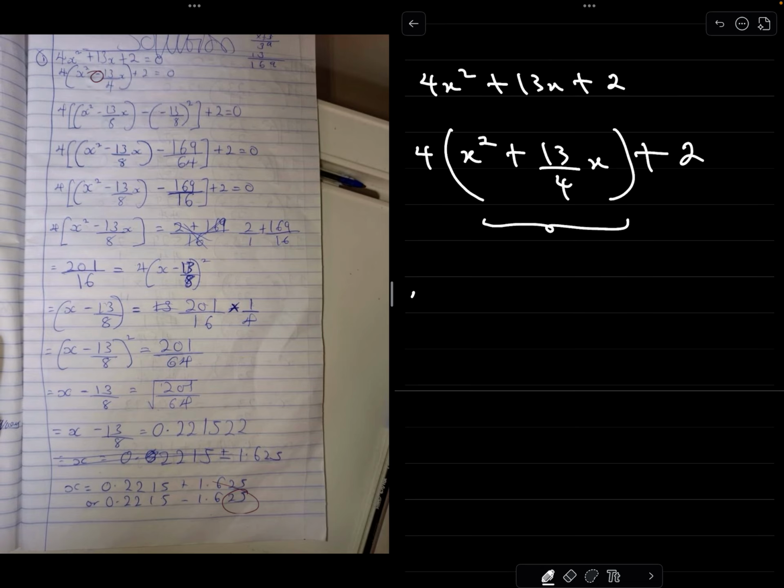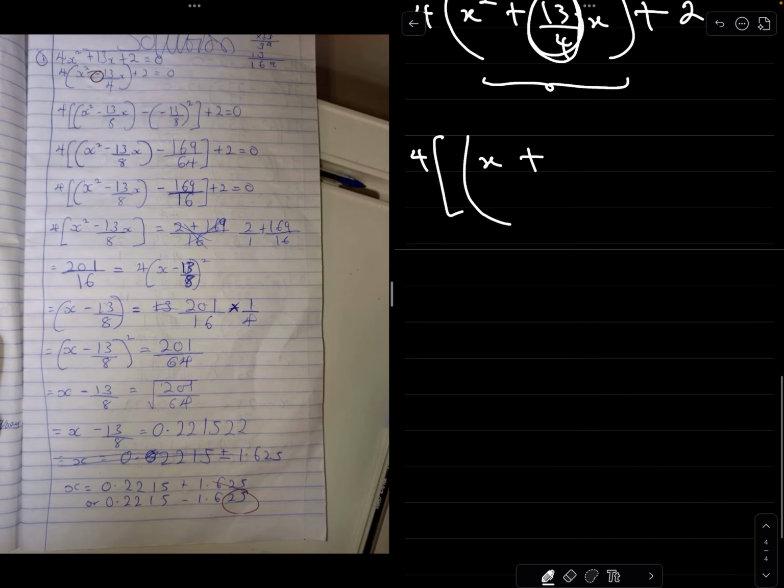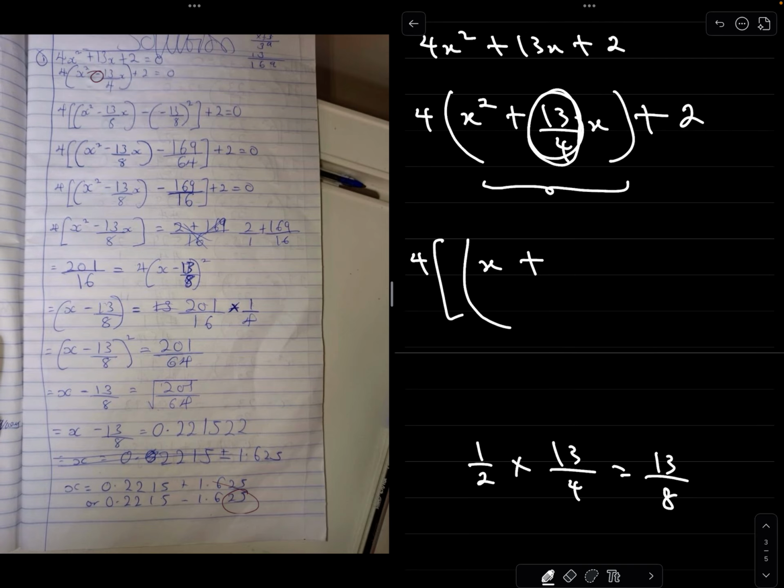And that simply means 4, you put this bracket. Now, instead of x squared, you just write x plus the coefficient of x, which is 13 over 4. So you find half of that. Half of 13 over 4 means 1 over 2 times 13 over 4, which is 13 over 8. So that is what you write here, 13 over 8. You will not put an x here. When you are completing the square, you don't put an x in the bracket here. You just close the bracket and put a square here.